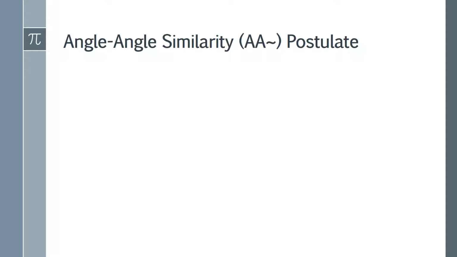So our previous proofs, we were looking at how to prove things were congruent. And now we're looking at similarities. So here's our first method for proving that triangles are similar. It's called the angle-angle similarity postulate. And you notice we use this notation right here, AA, with a similar symbol right here to abbreviate.